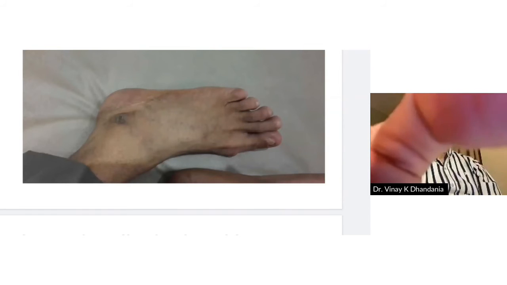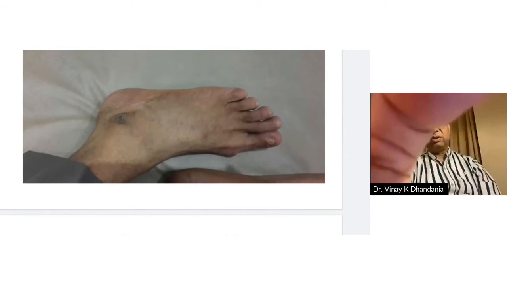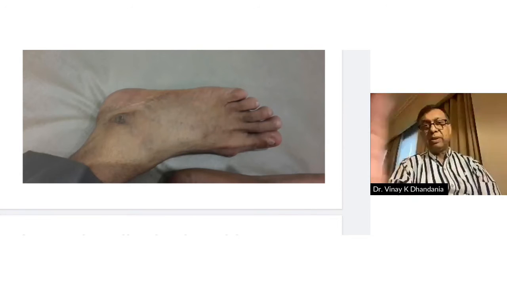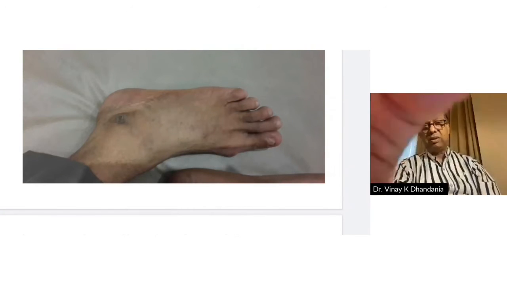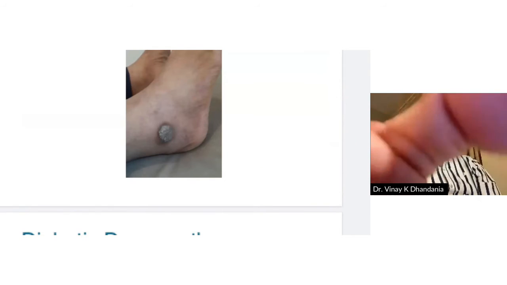So this is again a bursitis of the lateral malleolus. Even bursitis is very common because of sitting cross-legged, which we do, and sitting for a long time can lead to bursitis like this. This is how it is on the lateral malleolus.